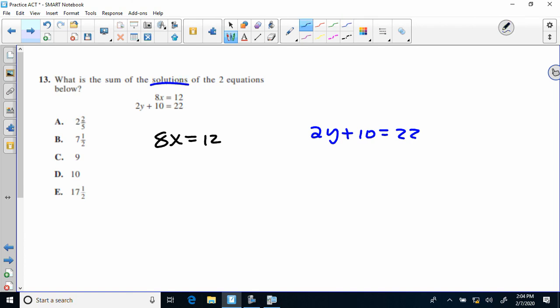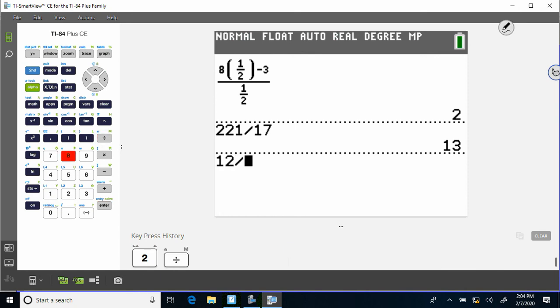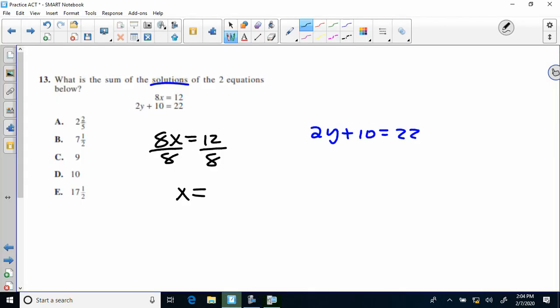If I did the black one, or the 8x equals 12, I would divide by 8, and I would get x equals 1.5, or you can take your calculator and do 12 divided by 8 and get 1.5 if you don't know that. Then you're going to do the blue one and solve it. So you're going to minus 10, and that will give you 2y equals 12, or y is 6.